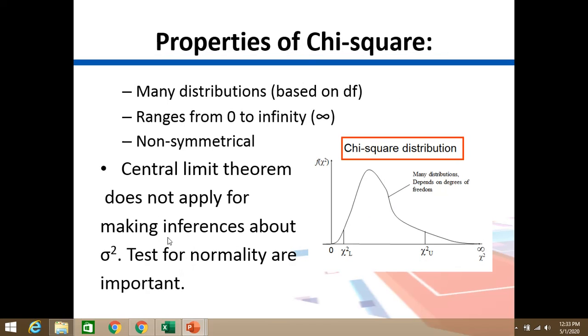Chi-square distributions are like T distributions: there are many distributions, and they are based on degrees of freedom. They range from 0 to infinity. The shape looks like a mountain, like K2 or something, and it's not like the normal distribution, the bell curve, so there is no symmetry here. Central limit theorem does not apply for making inference about variances. However, the tests for normality are important.